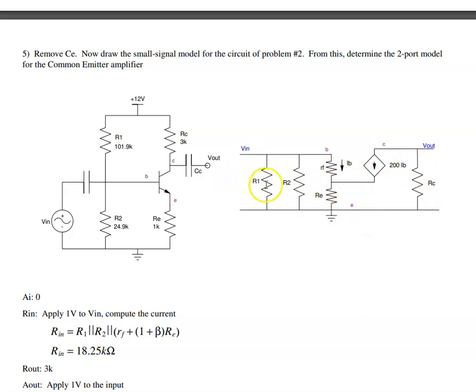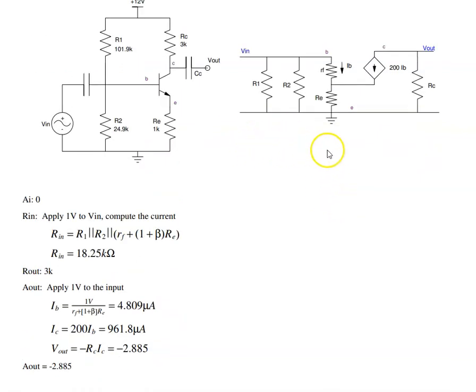Looking in, what I see is R1 in parallel with R2 in parallel with this mess. This looks like a resistor that's equal to RF plus RE times (1 plus beta). If there's a little bit of current through here, the voltage is 201 times RE times that current. So this looks like a resistor that's 201 times bigger. Putting those in parallel, the input impedance is 18 kilo ohms. The output impedance is still 3K. Short the input, IB is 0, beta IB is 0, I just see RC.